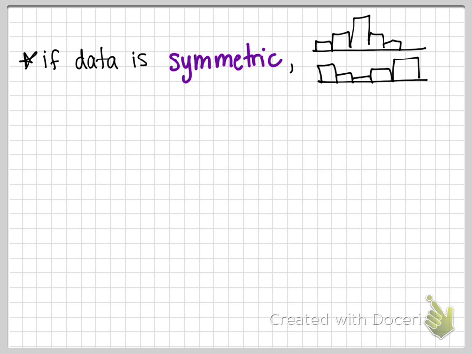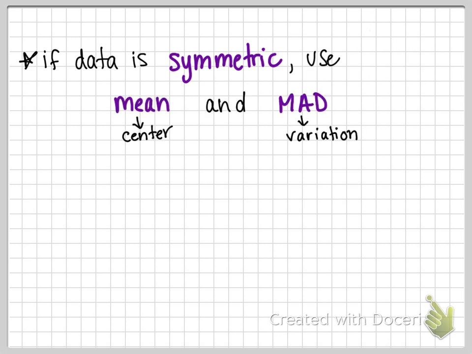So if the data is symmetric, if we can see the distribution and it is a symmetric distribution, then we're going to use the mean and the mean absolute deviation to talk about the data. That is the best, most appropriate measure. Those pair together. If you're using the mean, then we use mean absolute deviation. Remember, the mean is a measure of center and MAD is a measure of variation.